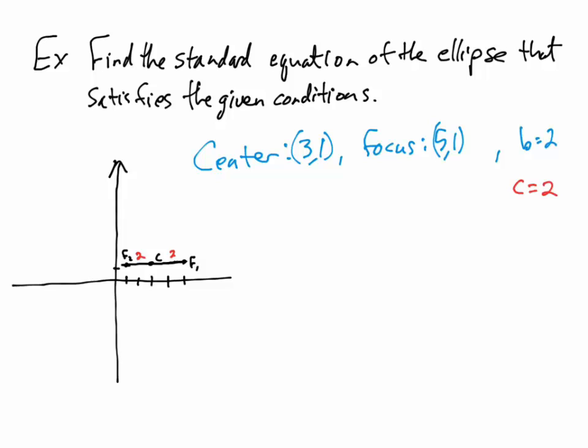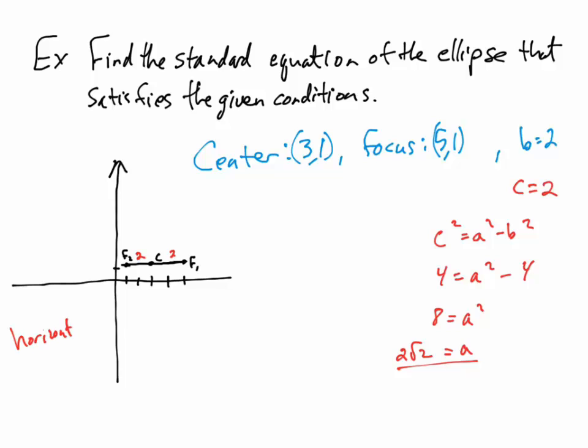All right, so once we know b and c, we can find the a value. C squared is equal to a squared minus b squared, so c squared is 4, equal to a squared minus b squared, so 2 squared is also 4. Okay, a squared is equal to 8, so a is going to be, when I take the square root of 8, 2 square root 2. So that's the a value. However, in the equation, we really just need to know what the a squared value is. So we know that this has a horizontal orientation.